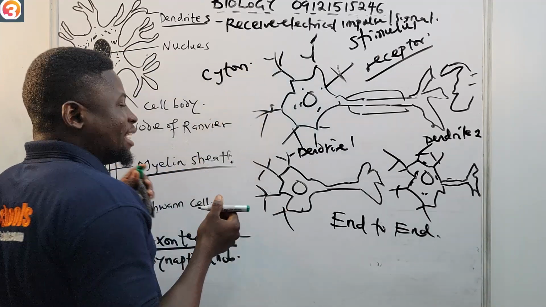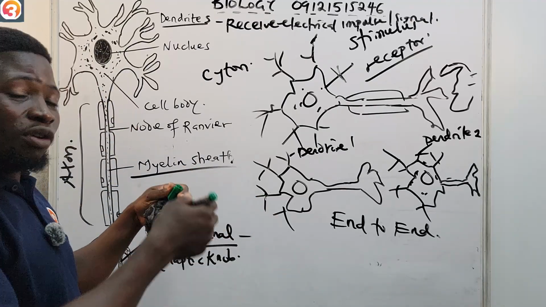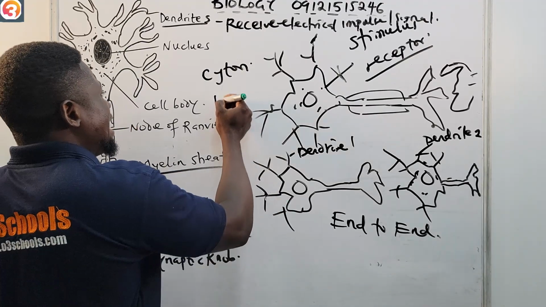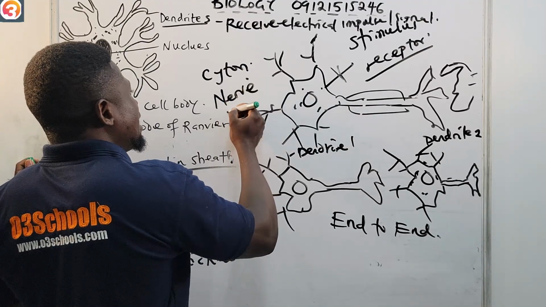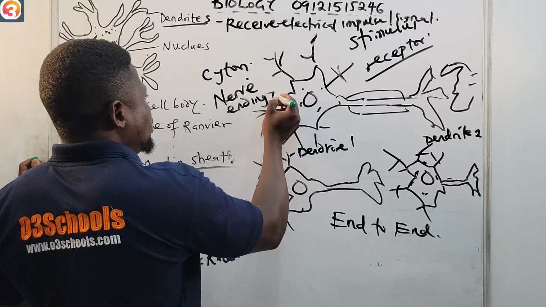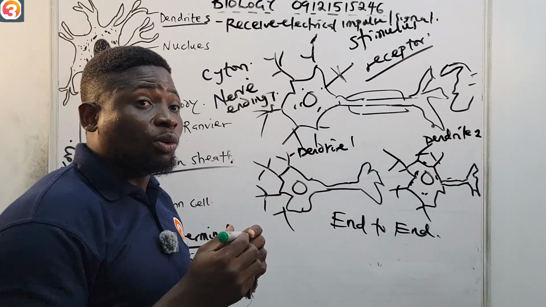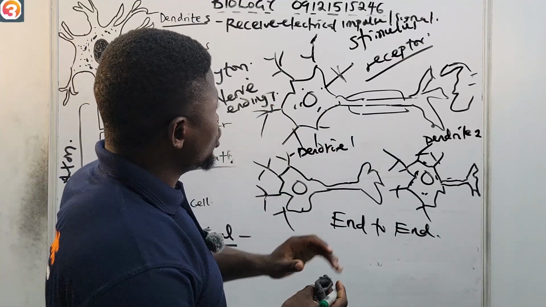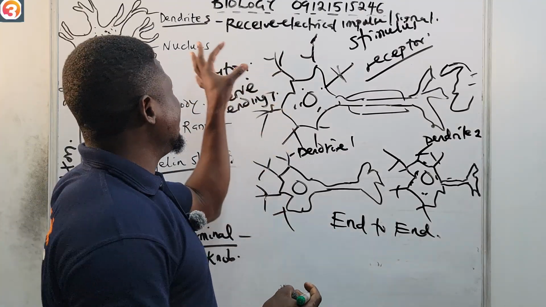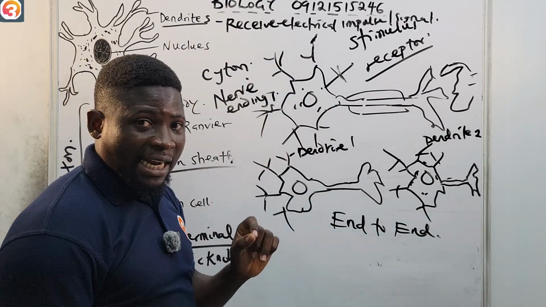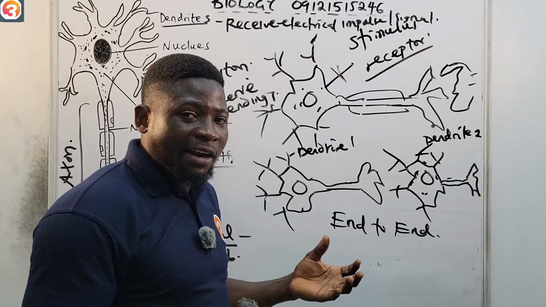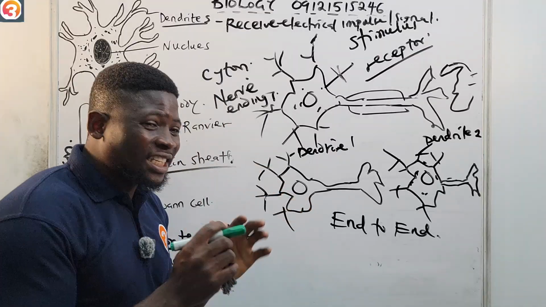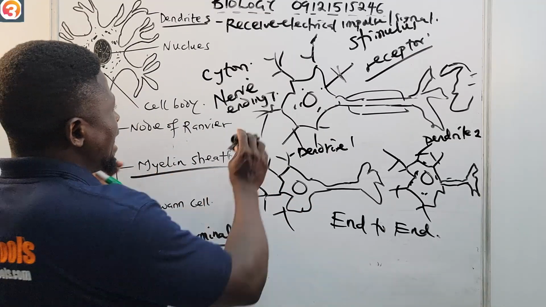It passes it to the cyton, which is the cell body, and then from there it reaches our nerve endings. So that's basically what happens in a short summary. Whenever the impulse comes, the dendrite will receive it, pass it to the cyton, and then it gets to our nerve endings.